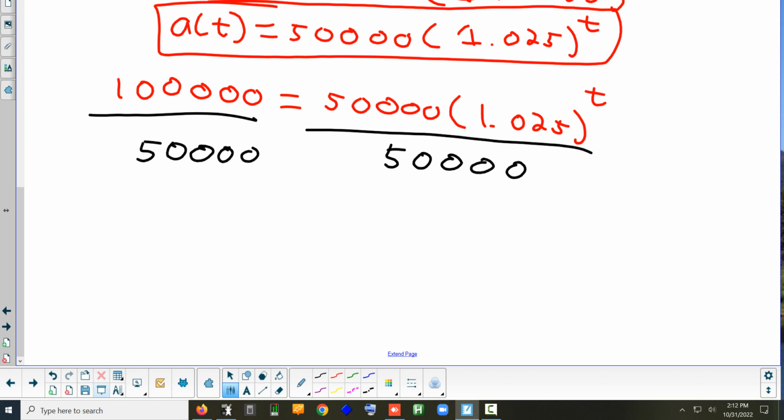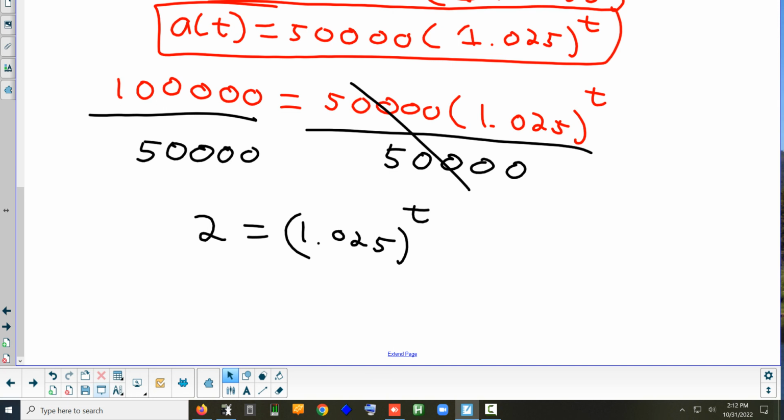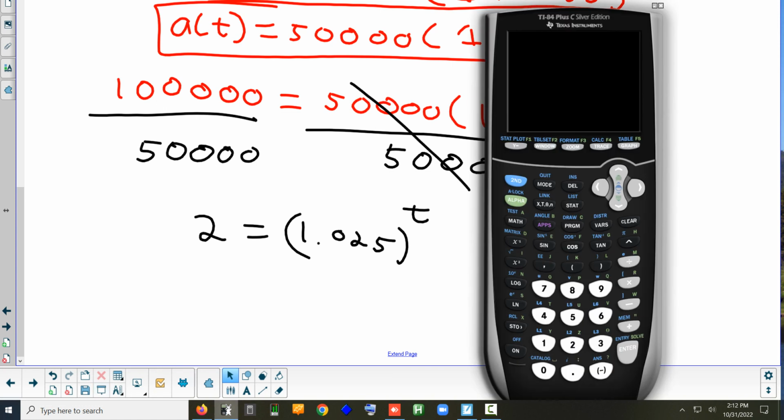But only do it if it goes into both sides. Like if you could divide by 10, you could do that. Find the biggest thing you could divide by. 50,000 divided by 50,000 is gone. What's 100,000 divided by 50,000? 2. So now, all we have is this. That question is basically saying, what do you raise 1.025 to and get an answer of 2? Well, we're going to learn how to solve it algebraically later on. But for now, let's graph.